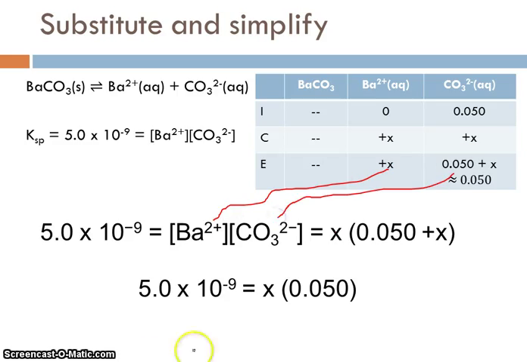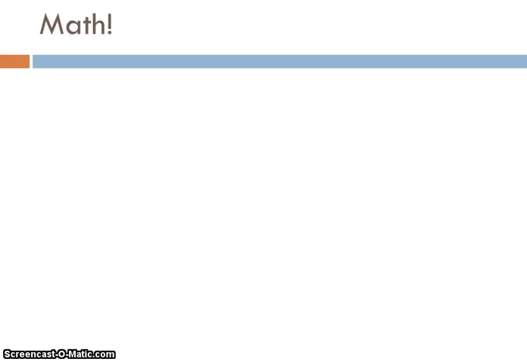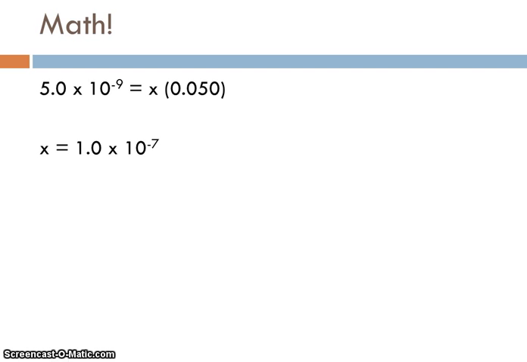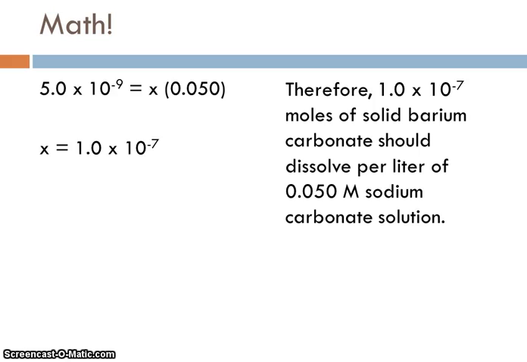Nothing complicated here at all. And then I'm just going to solve for x. Just doing some really simple math. I just need to effectively divide both sides by 0.05. All right, which gives me a value of x of 1.0 times 10 to the minus 7th. So that means 1.0 times 10 to the minus 7th moles of solid barium carbonate should dissolve per liter of 0.05 molar sodium carbonate solution. Not going to dissolve much, but it's not a very soluble salt. We can see that from the Qsp.